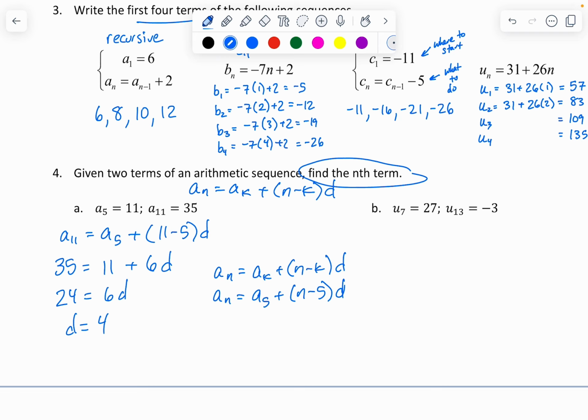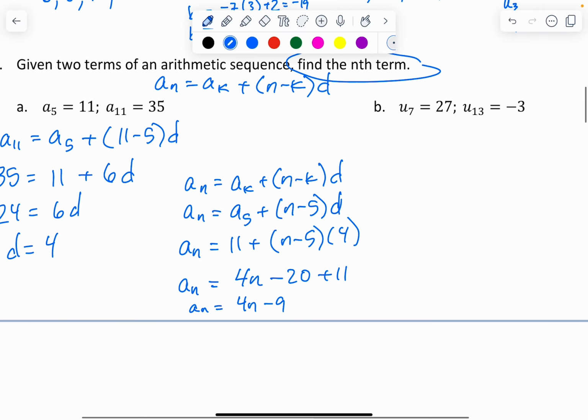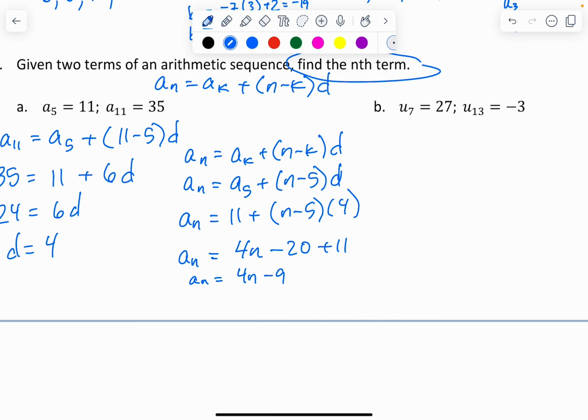Now let's plug in everything we know. A sub n, we don't know that, we're trying to come up with the formula, is equal to 11 plus n minus 5 times our common difference, which is 4. And so technically I have written the equation. It's a little messy. We could probably clean this up a little bit. I see a 4n minus 20 plus 11. And so ultimately this becomes a sub n is equal to 4n minus 9. And let me kind of move that up a tiny bit. And so that's our final answer.